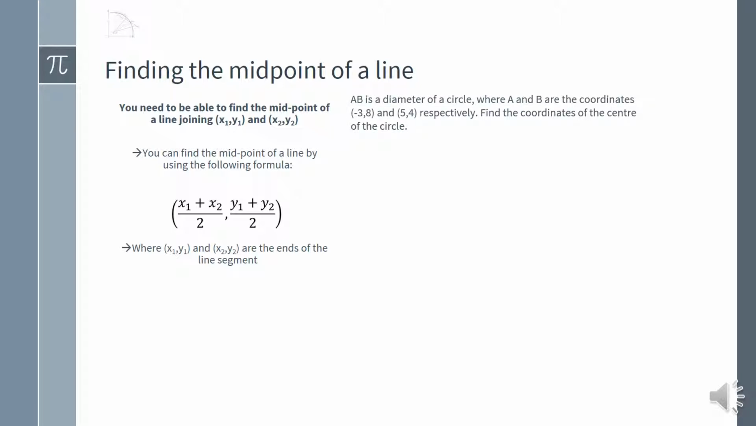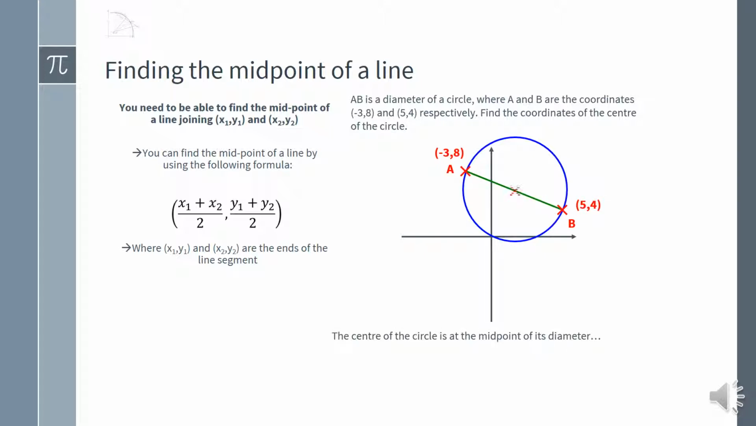AB is the diameter of a circle, so this is where midpoints are handy, but obviously if you've got a diameter, then the middle is going to be the centre of the circle. So we can do a rough sketch, it's more or less that. There's A is minus 3, 8. There's B is at 5, 4. If we join it up, then the midpoint is the centre of the circle. So minus 3 plus 5 divided by 2, 8 plus 4 divided by 2, the centre of the circle is 1, 6. If a question says give your answer as coordinates, make sure you give it as coordinates.